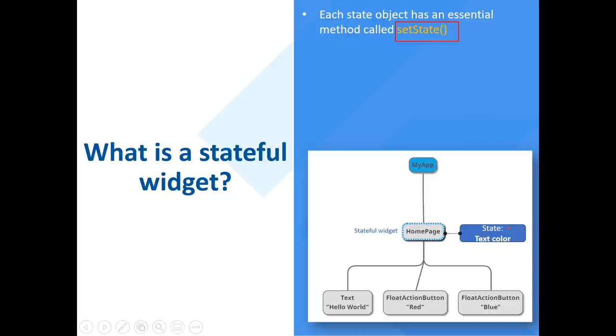The state also has this very important method, which is setState, and the purpose of this method is basically to signal the widget so that it will get rebuilt. Okay? Because we want to update the UI, we need to refresh, or we need to repair, or in this case actually we need to rebuild the widget.